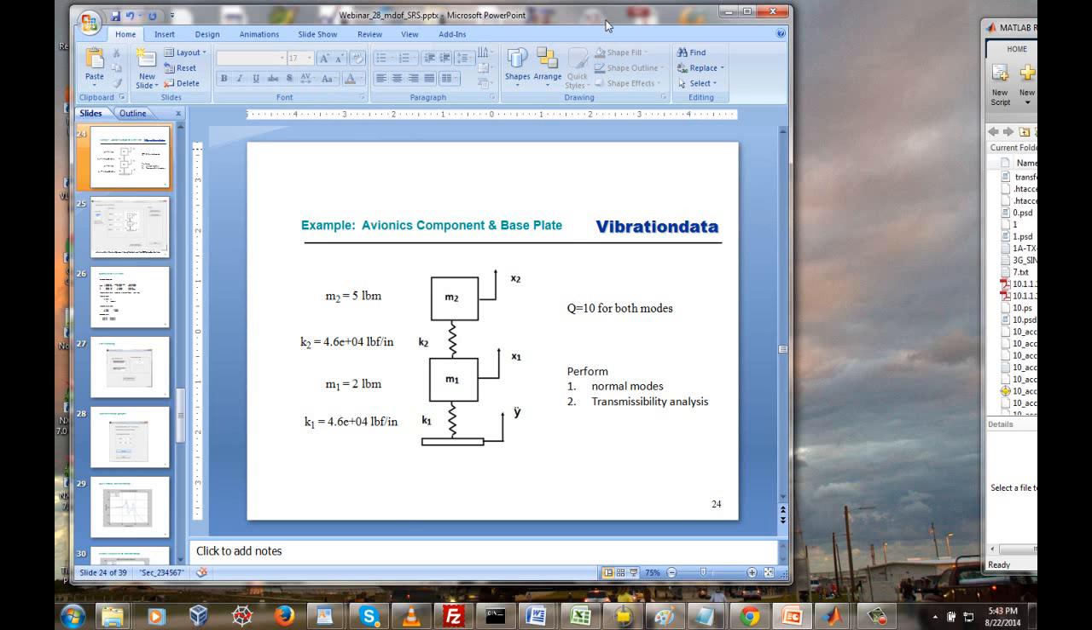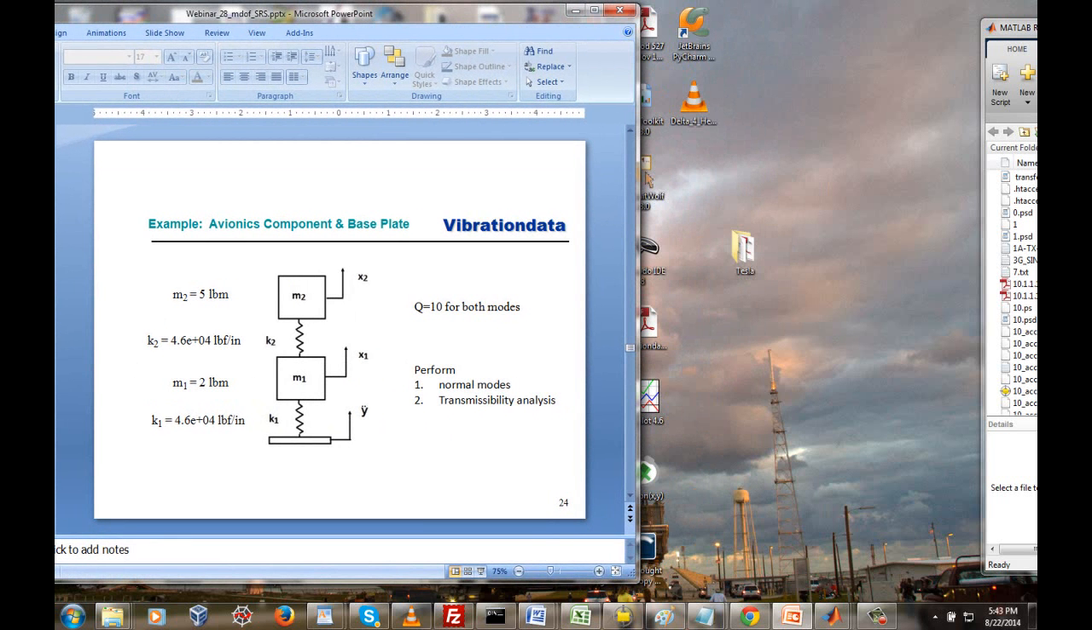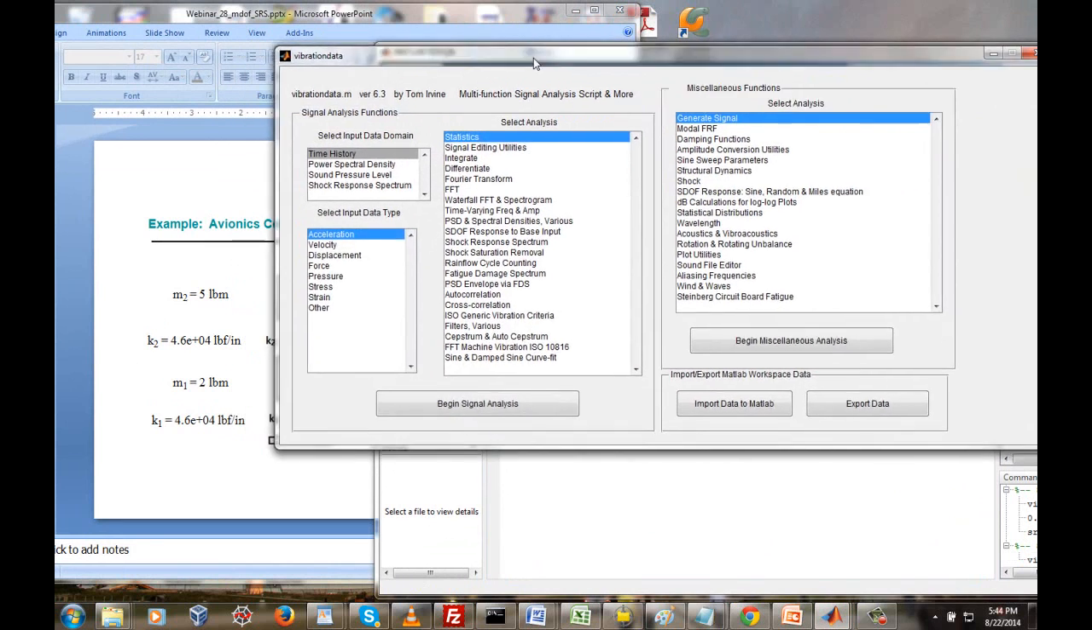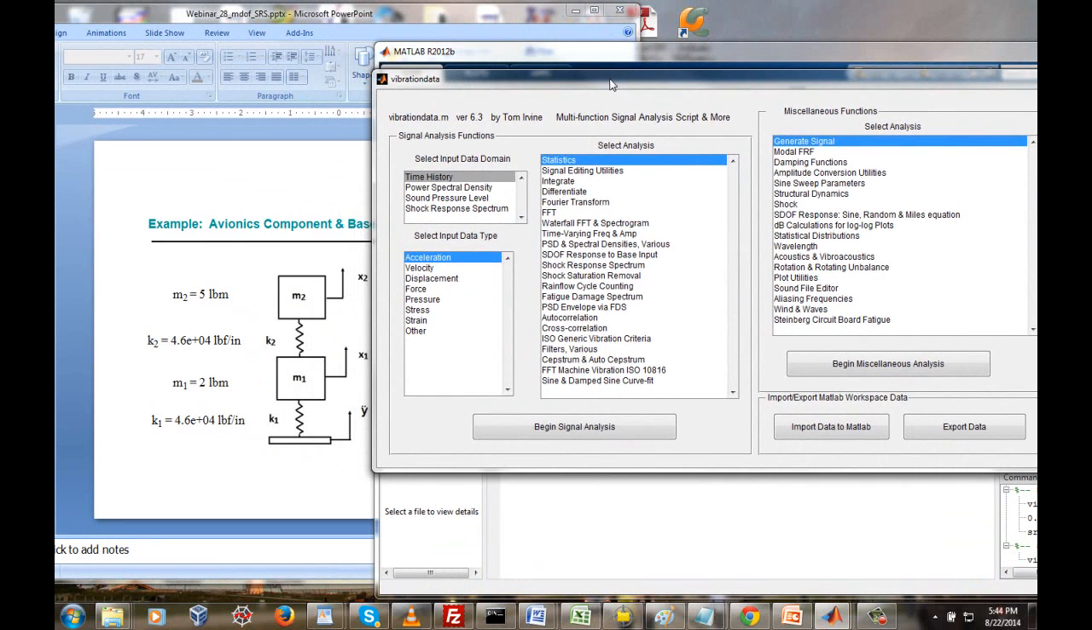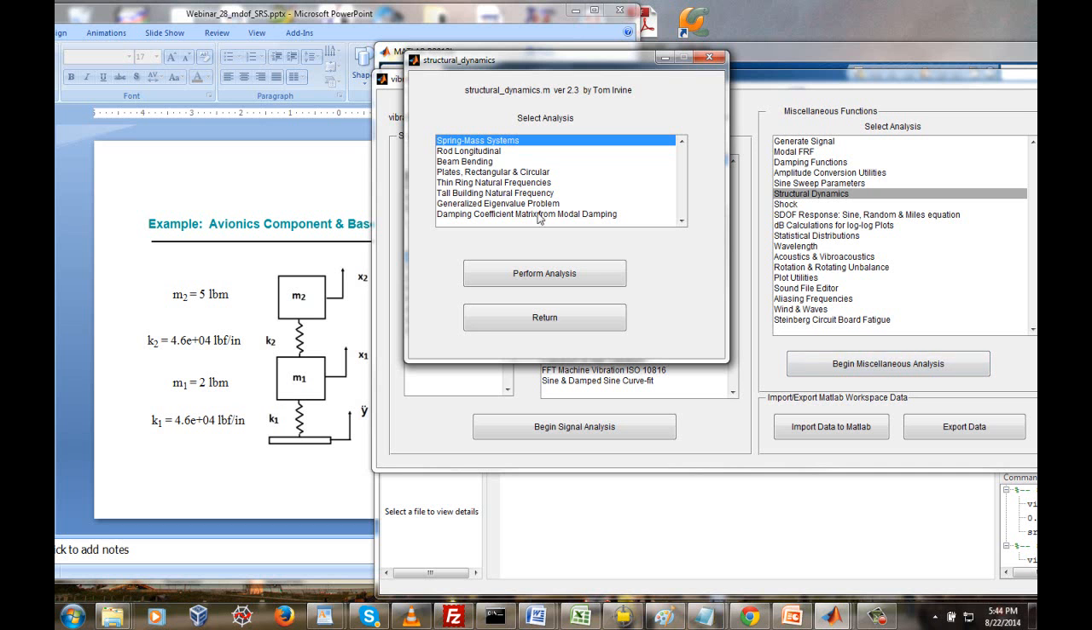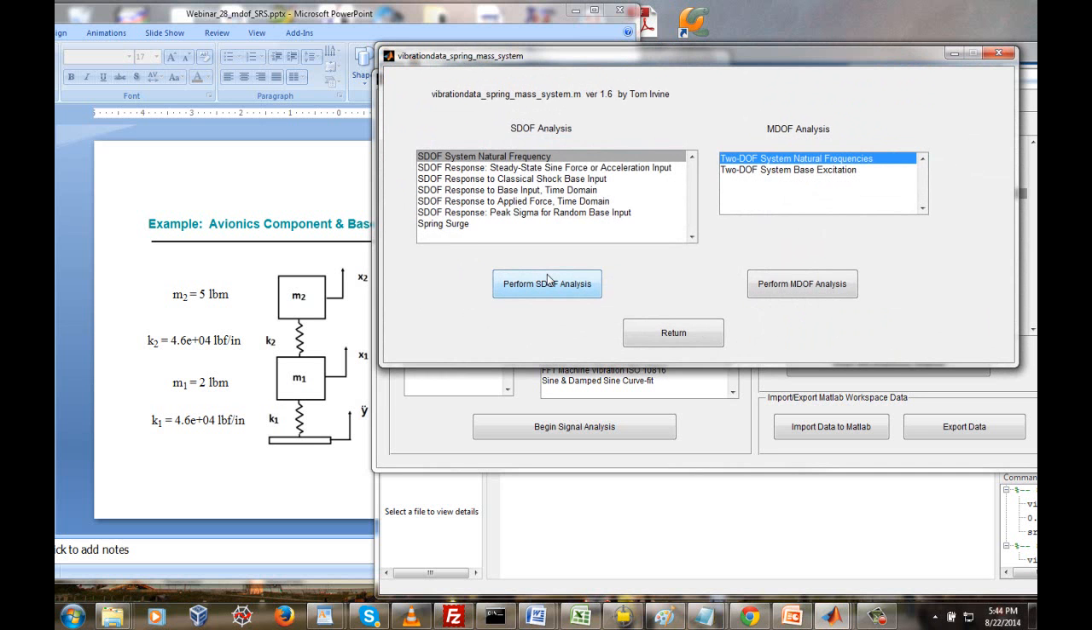So let's go to our Matlab GUI here for our vibration data GUI package. This week we're up to version 6.3. And I've been working on a section called structural dynamics here. So let's click on that. It's under miscellaneous. Let's go to spring mass systems.